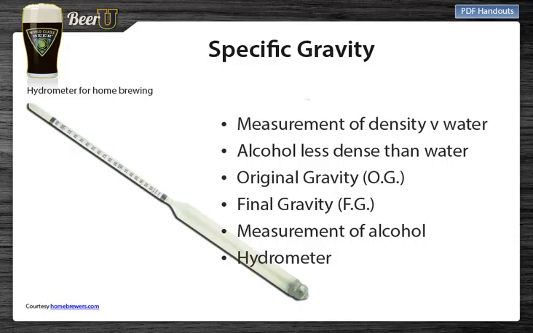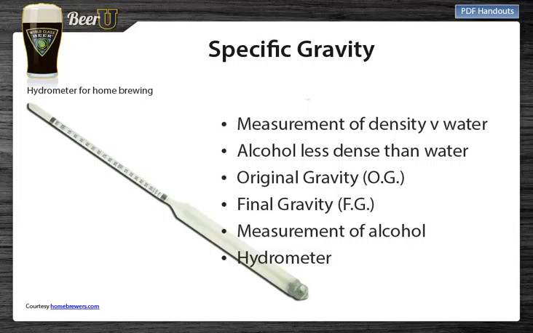A second measurement is always taken after fermentation is complete. This measurement is called final gravity, or FG. Because many of the sugars in the beer have now been converted to lighter density alcohol, this gravity measurement will always be lower than the original gravity measurement. Because of this change, the comparison of the original gravity to final gravity is essentially a measure of how much alcohol was produced in the fermentation process.